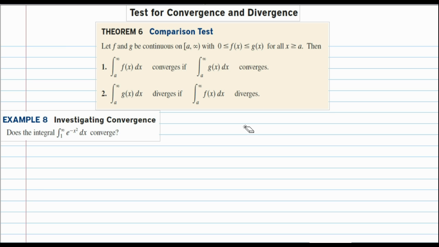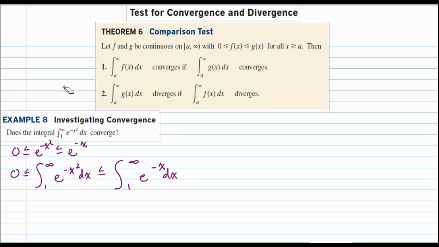Alright, so let's investigate. Does the integral from 1 to infinity of e to the negative x squared dx converge? Well, I don't know, but I do know that e to the negative x squared is always going to be greater than 0. And e to the negative x, without the square, is always going to be bigger than e to the negative x squared. So that means that the antiderivative, or area under the curve, from 1 to infinity of e to the negative x squared dx is also going to be between 0 and the antiderivative from 1 to infinity of e to the negative x dx. So if I test to see whether this function converges or diverges, I'll be able to see whether e to the negative x squared will.